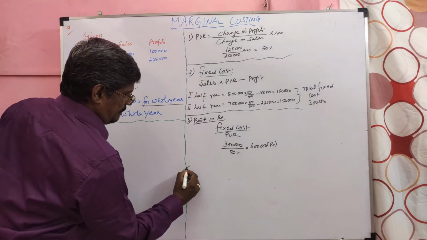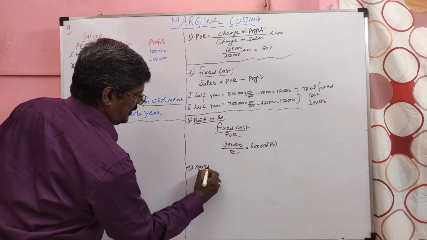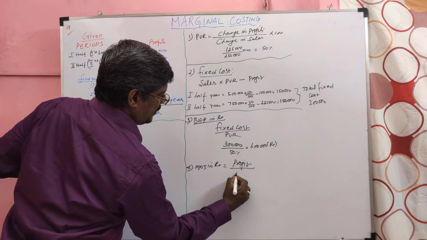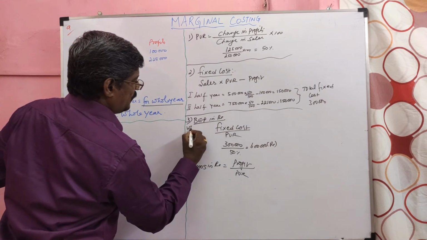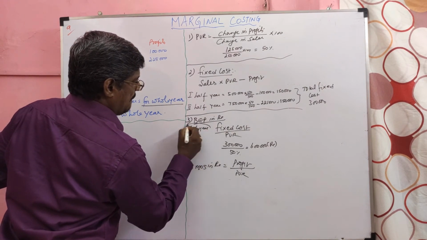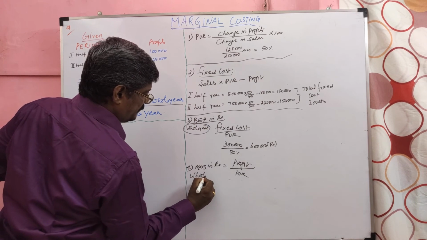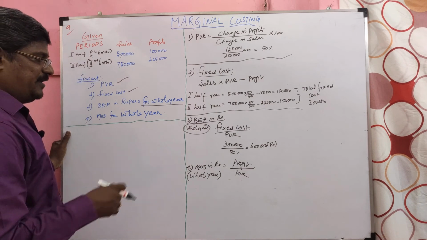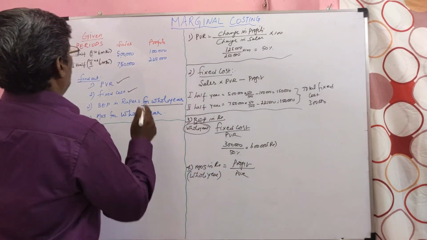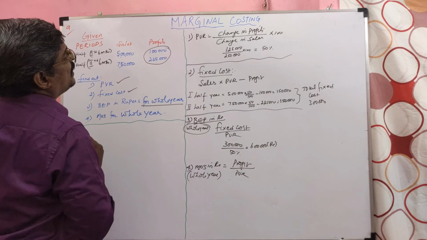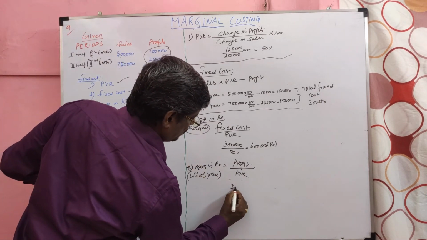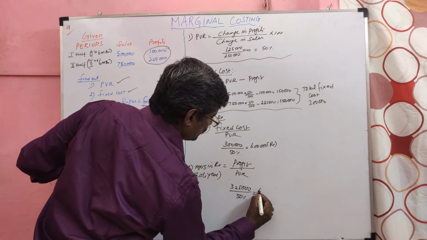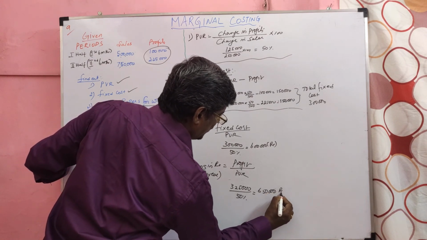Next, fourth one, margin of safety in rupees. What is the formula? Profit divided by PVR. This is also for whole year. If 2 half periods are given, definitely they will ask BEP and margin of safety for whole year. So now profit divided by PVR. Total profit how much? 3,25,000 divided by PVR 50%. So 6,50,000 is our margin of safety.